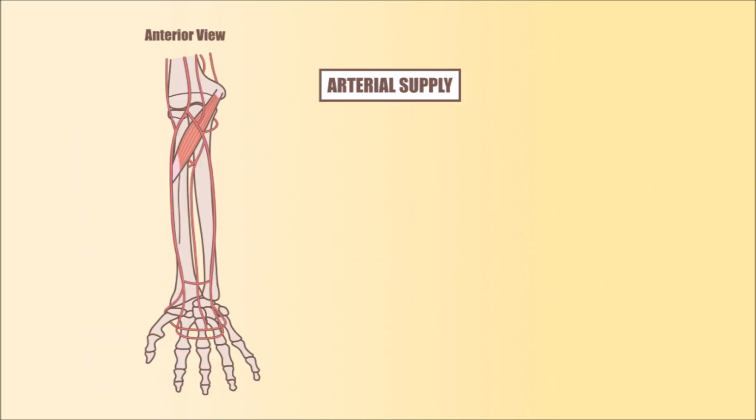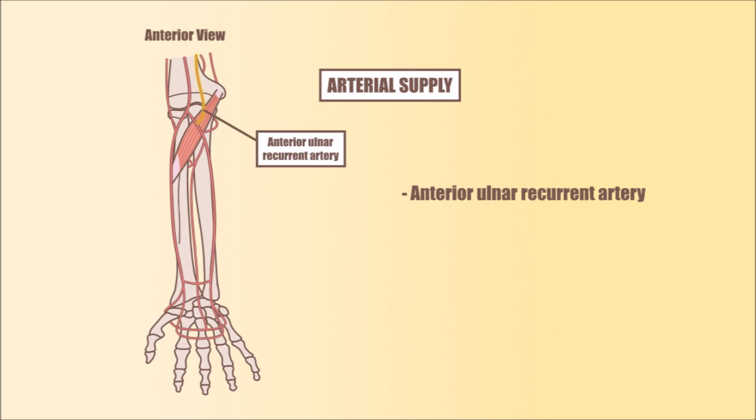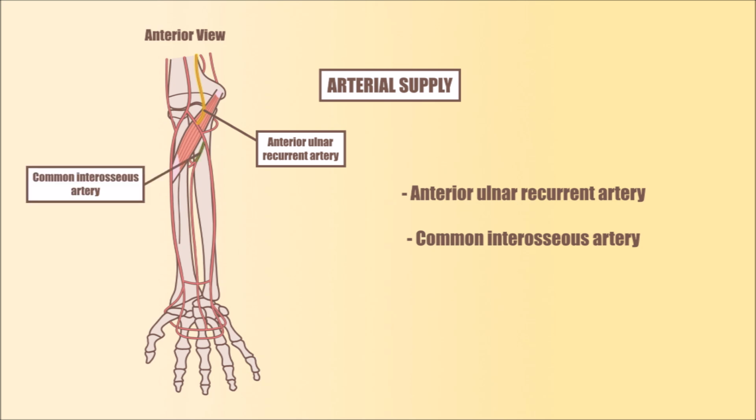What arteries supply this muscle? This muscle is supplied by several arteries, including the anterior ulnar recurrent artery, seen here highlighted in yellow, the common interosseous artery, seen here highlighted in green, and branches of the radial artery, seen here highlighted in blue.